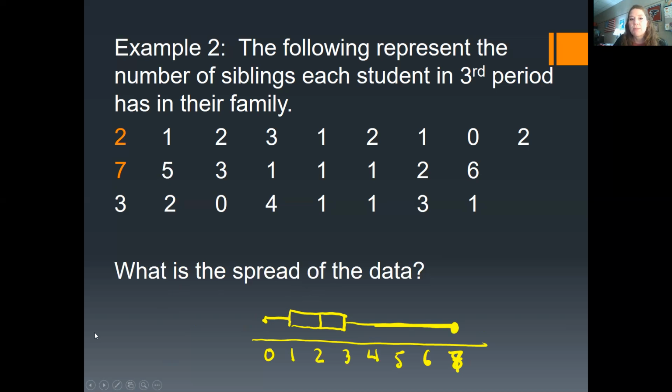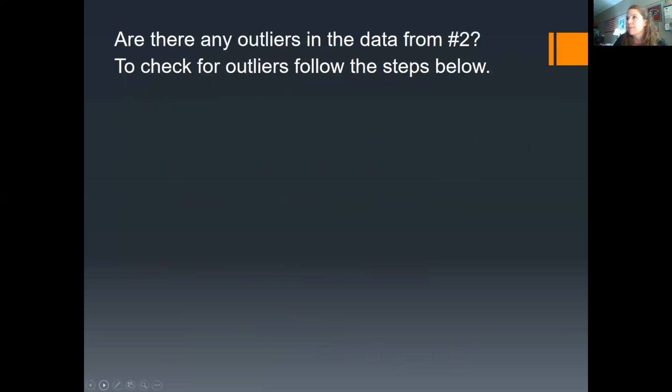So now we're going to figure out mathematically how to determine whether or not it is. So let's go to the next page. The question is, are there any outliers? To check for outliers, these are the steps. This is what you can always do to figure out if there is technically an outlier.